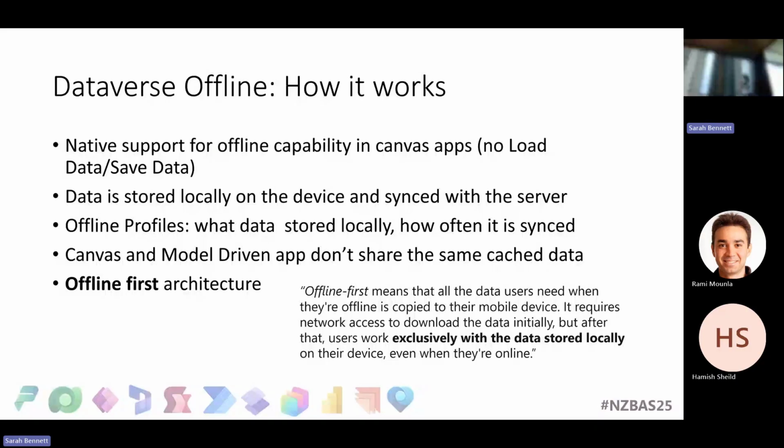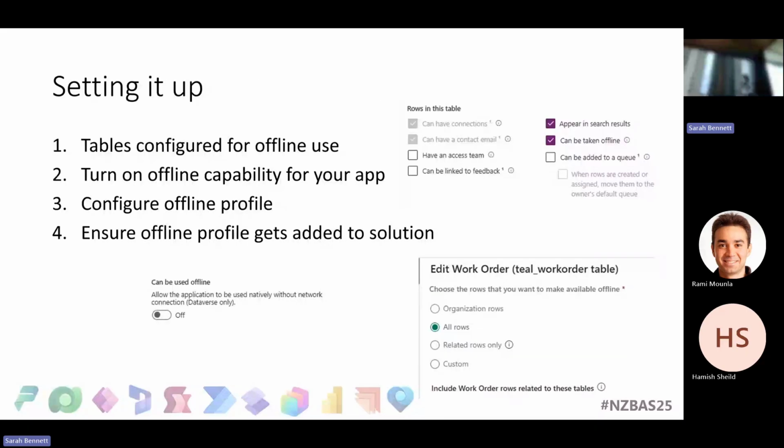So when we're setting this up, there's a few steps that we need to do, not just flipping the switch. First of all, the tables that we're going to use in our app need to be configured for offline use. When you're in the Maker portal looking at the table properties, we tick this, 'can be taken offline'. Then we turn on offline capability for your app. You're in the Maker portal, you've got the Canvas app open, you go into the settings of the Canvas app, and you toggle this on. I think this is flipping the switch.